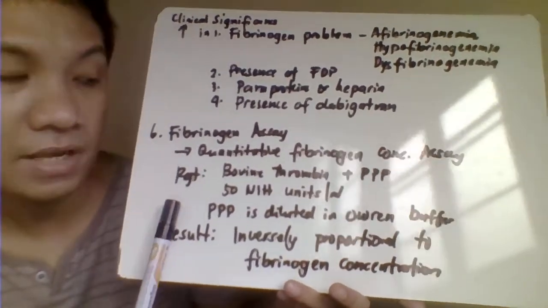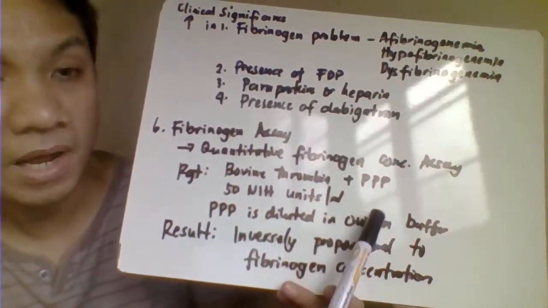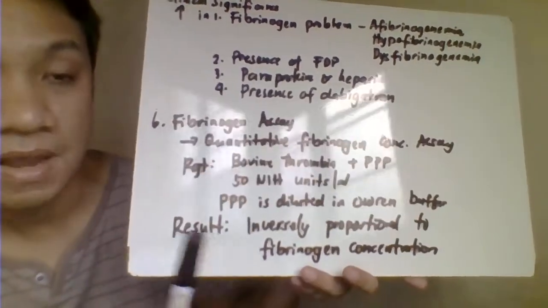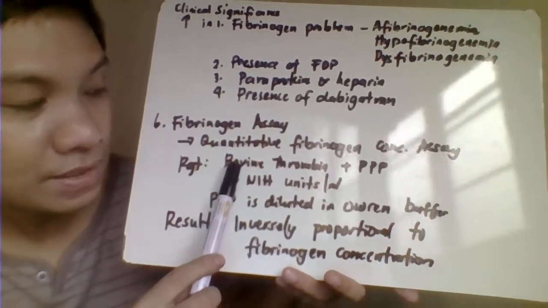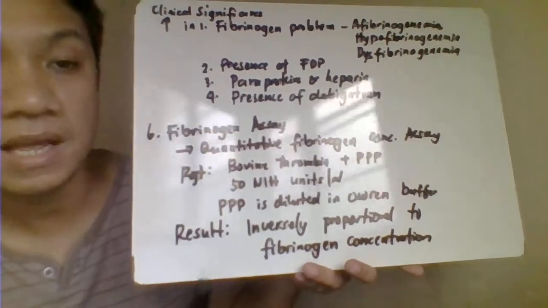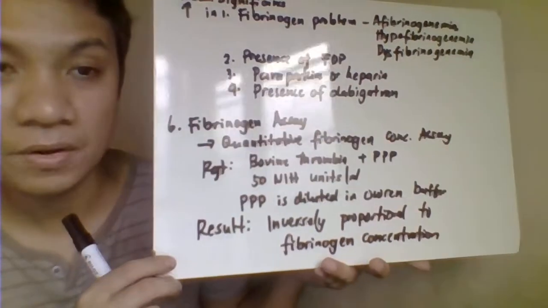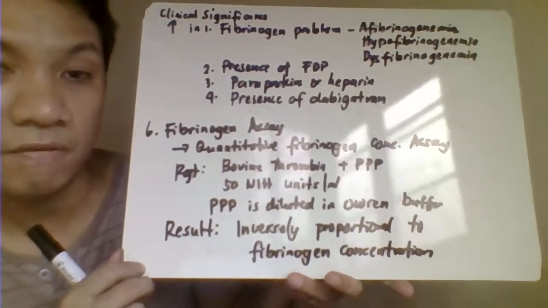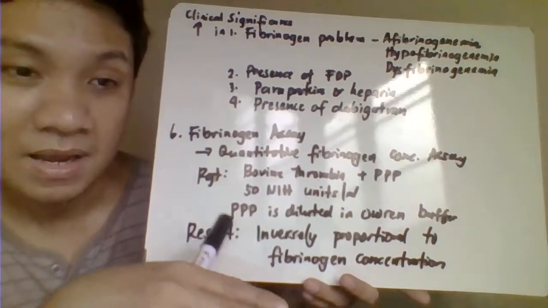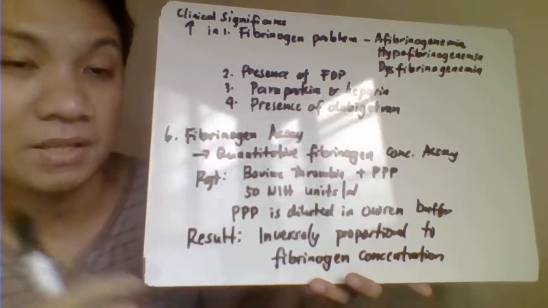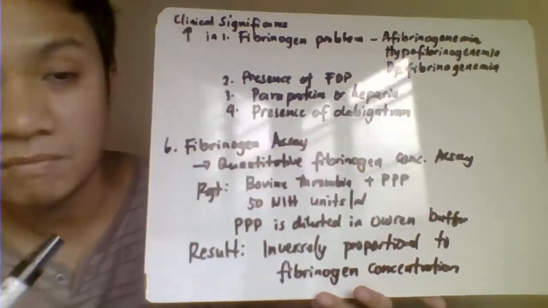It makes use of the reagent of bovine thrombin plus your platelet poor plasma. But with this one, your platelet poor plasma should be diluted first with your owren buffer before you can use that one as your sample. Your reagent is bovine thrombin at 50 NIH units per ml ang kanyang concentration. Okay, so result of this one is inversely proportional to your fibrinogen concentration. What do you mean by inversely proportional? So, pag mababa ang fibrinogen concentration natin, expect to have a prolonged result. So, pag madami kang fibrinogen, pag normal, you will have normal results.